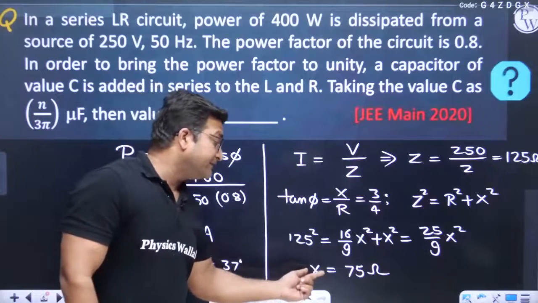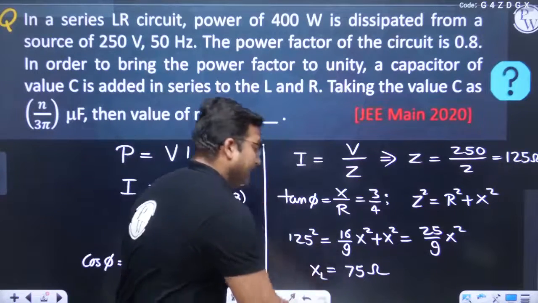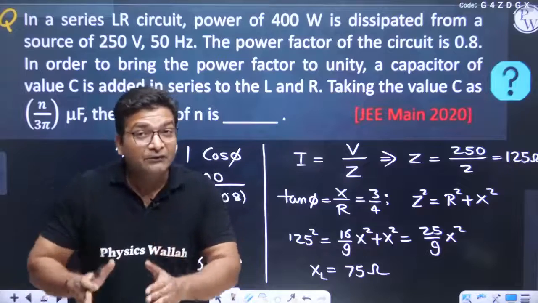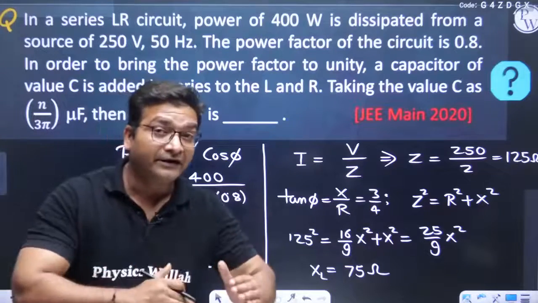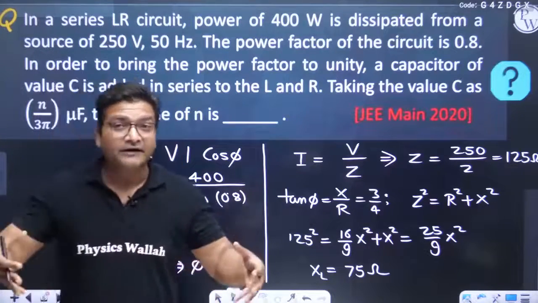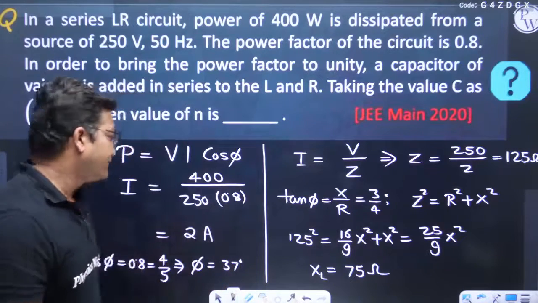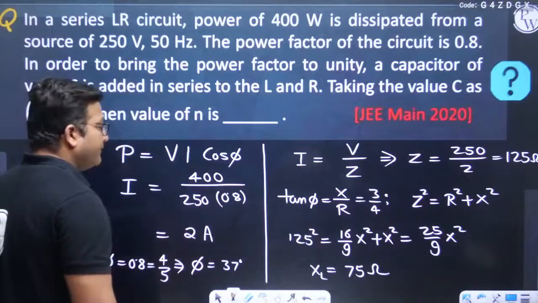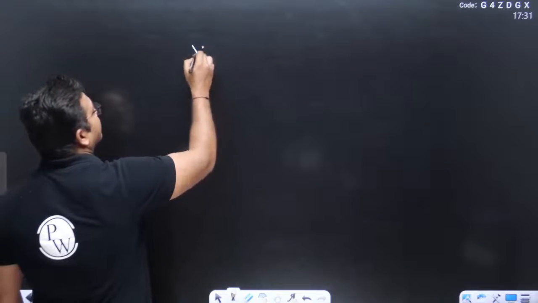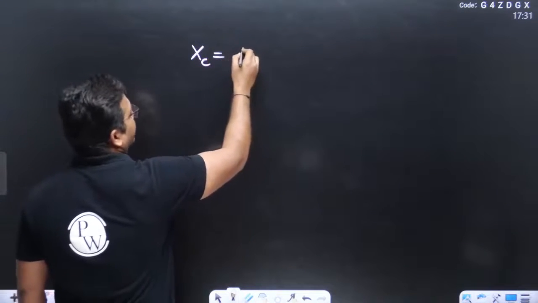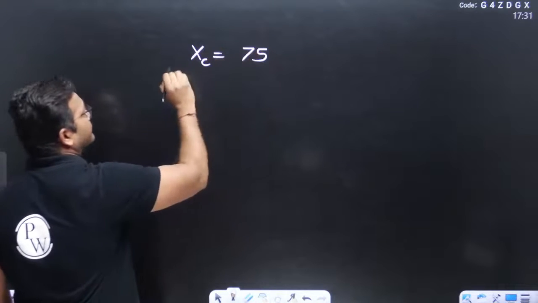And if this is x, or you can say if it is XL, the same equal amount of XC should be added so that the net reactance of the circuit may become 0 and the circuit may come into resonance. So let me write a few more words. As XC equals XL, and XL is 75, we have XC also as 75.